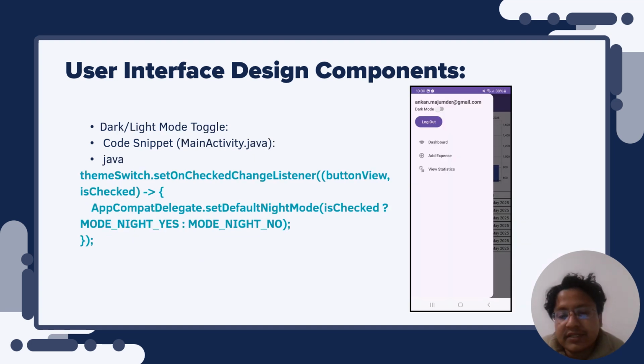User interface design component: dark or light mode toggle. This is the code snapshot, written in Java. This is our dashboard. The dashboard has a logout button, add expense, and view statistics. With the toggle, Personal Expense Tracker adapts to our device theme. Behind the screen, Android's native theming system does the heavy lifting.